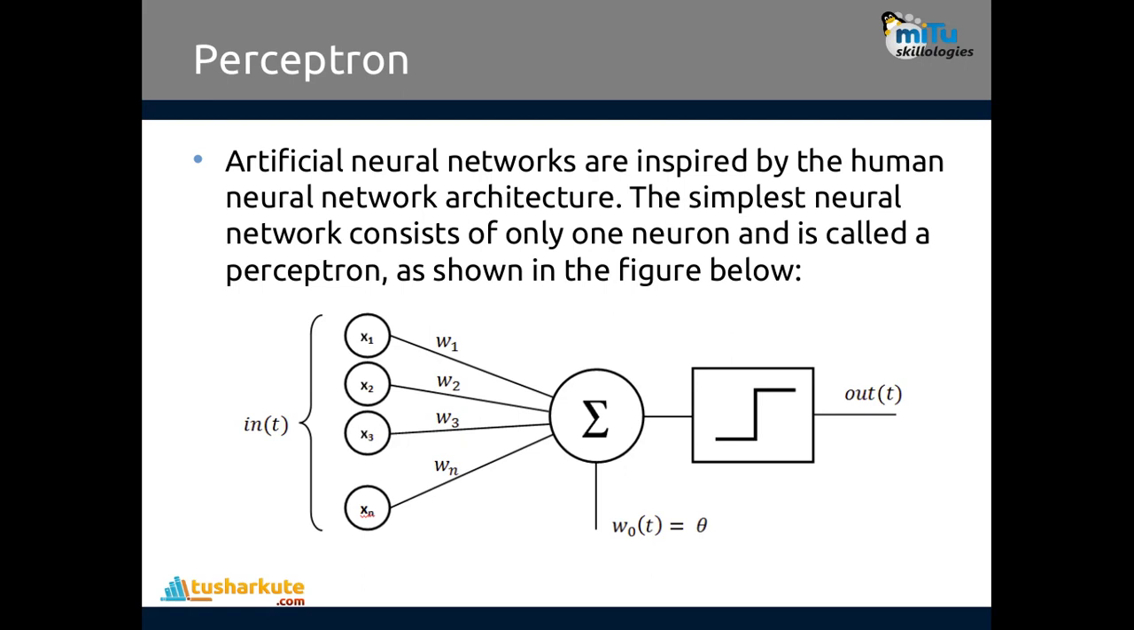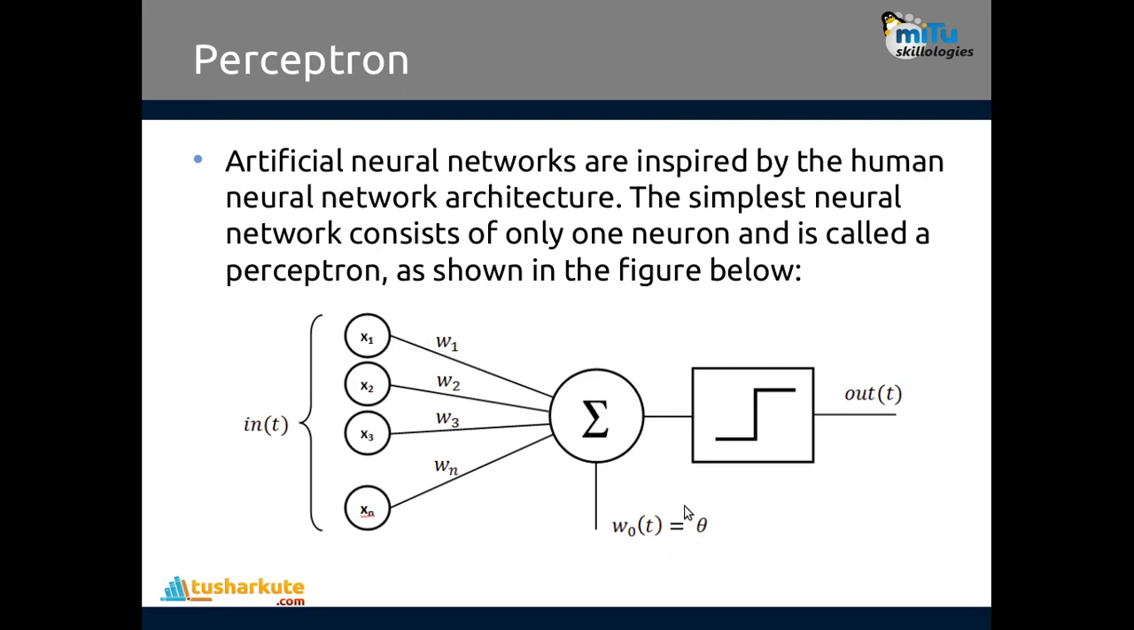Artificial neural networks are inspired by the human neural network architecture. The simplest neural network architecture of only one neuron is called a perceptron from the computing point of view. Here we have input features x1, x2, x3 till xn, and all of them are given to this processing element. Here, in the processing element, summation is done. w1, w2, w3 till wn are the weights which are adjusted automatically, they are multiplied with the inputs, and then the summation is generated here.